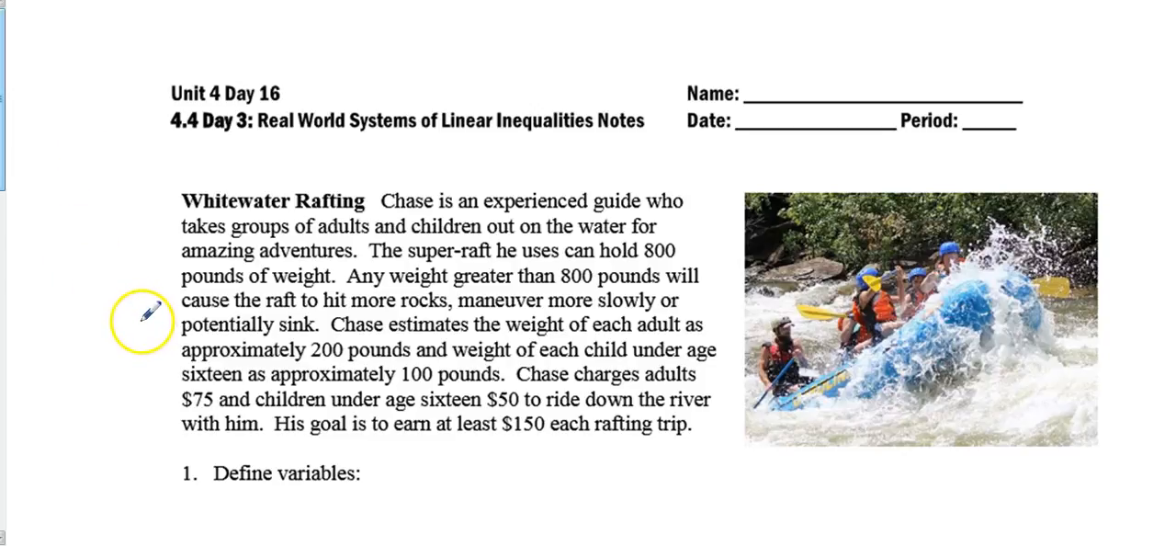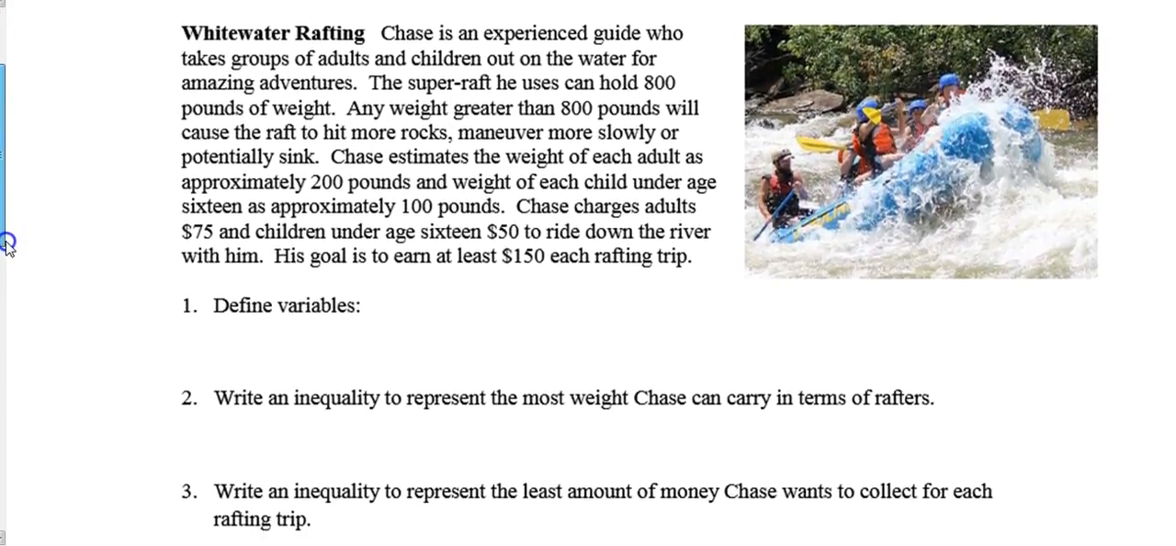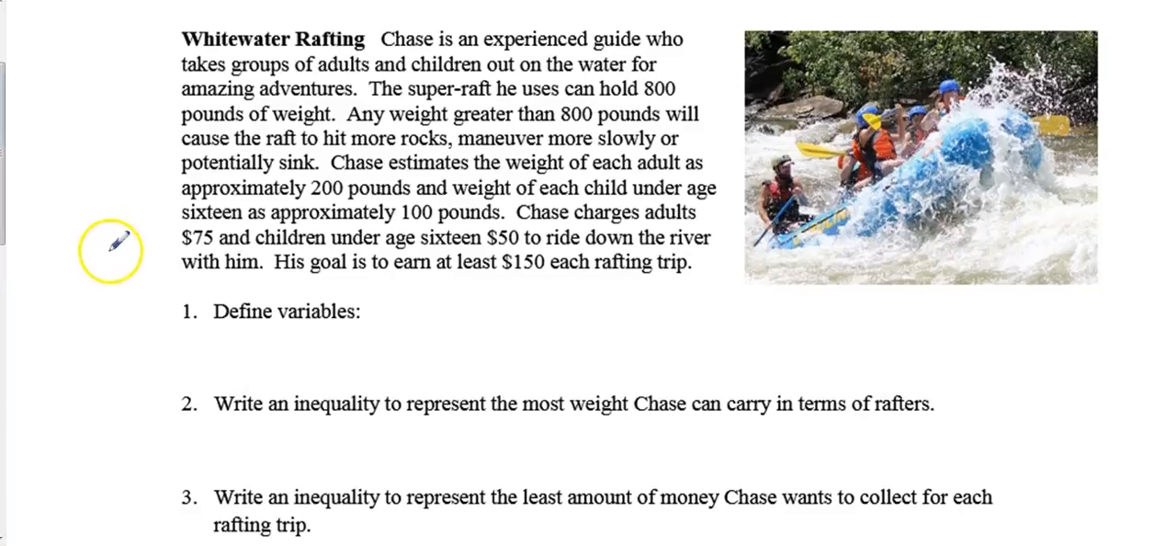Any weight greater than 800 pounds will cause the raft to hit more rocks, maneuver more slowly, or potentially sink. Chase estimates the weight of each adult as approximately 200 pounds and the weight of each child under age 16 as approximately 100 pounds. Chase charges adults $75 and children under age 16 $50 to ride down the river with him. His goal is to earn at least $150 each rafting trip. Now that's definitely a lot of information, and we're going to use our reading skills to break this down a little bit. First, I'm asked to define variables.